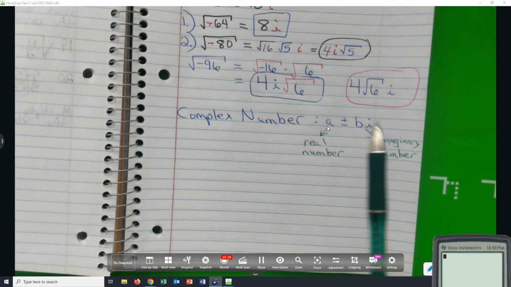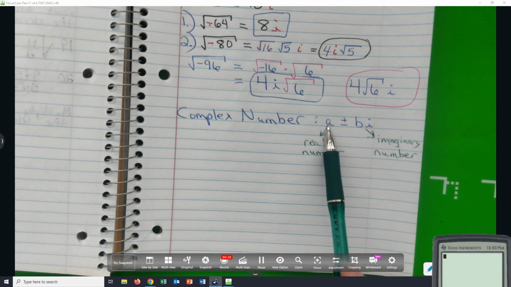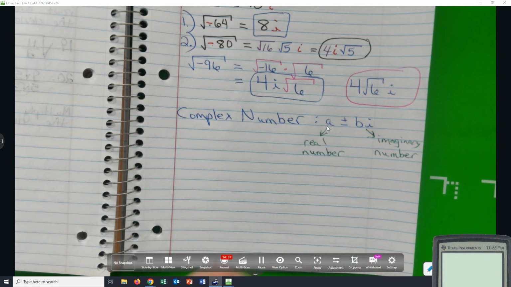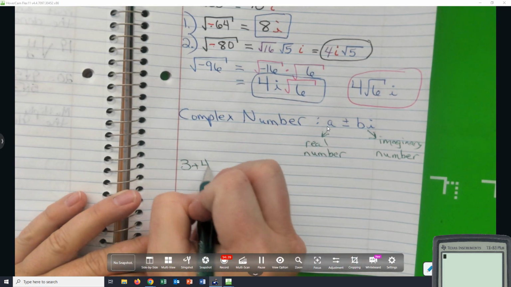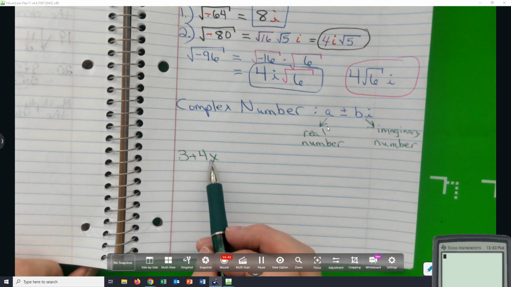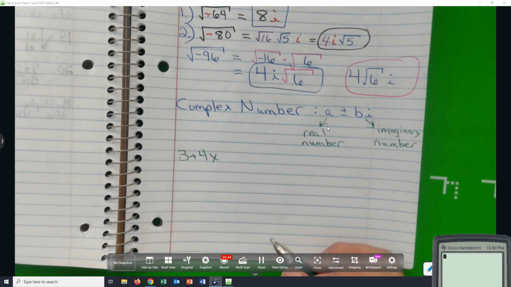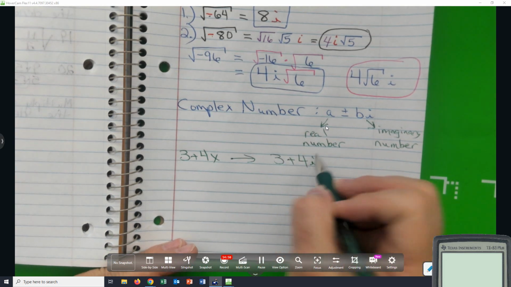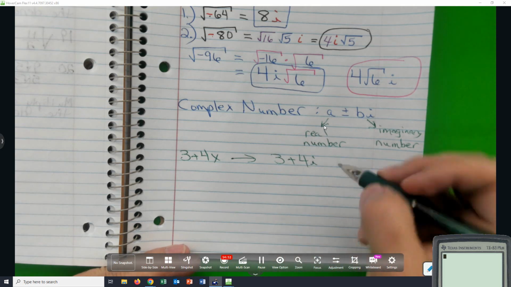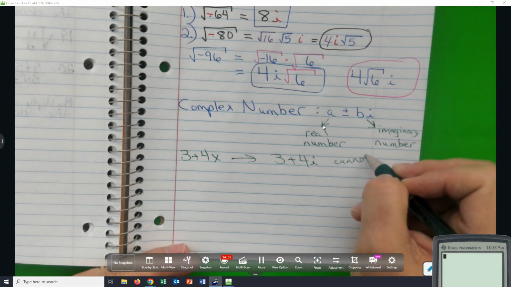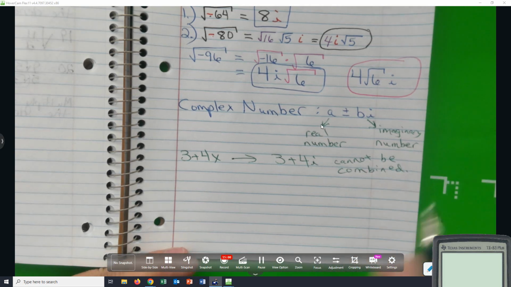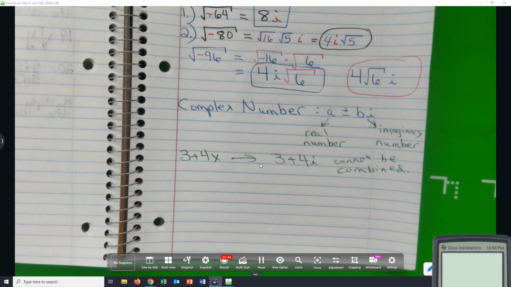I is like a letter. You can't combine something that doesn't have a variable with something that does have a variable. Just like if you had a 3 plus 4x. Could you combine those two? Are they like terms? No, they cannot be combined. Likewise, 3 plus 4i. You cannot combine those two. They're just what's called a complex number. A complex number has a real number and an imaginary number together.